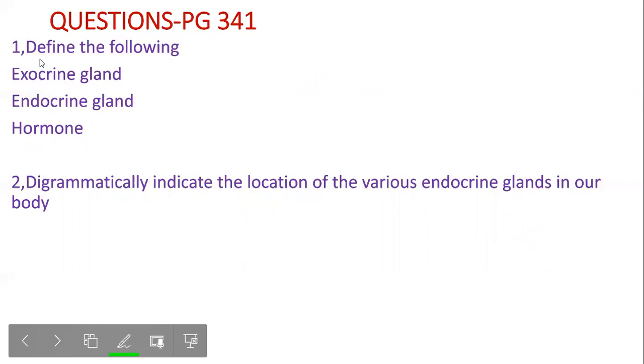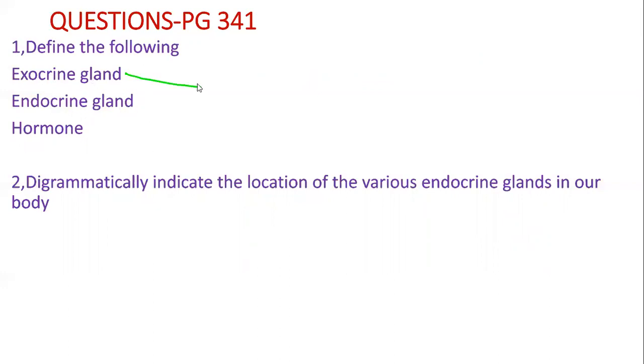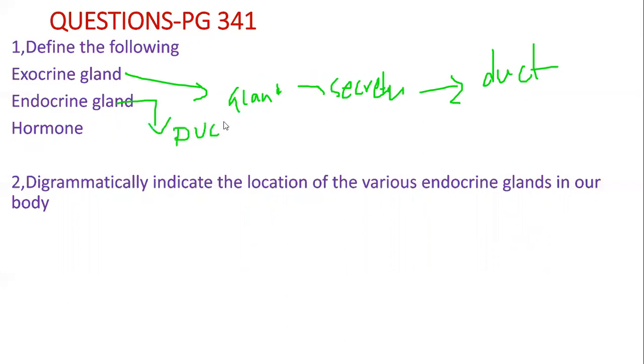Now coming to question 1, define the following. Exocrine gland. So what is an exocrine gland exactly? An exocrine gland is a gland that secretes external to the surface of an organ, that is, through a duct. Exocrine means external, whereas an endocrine gland is a ductless gland that secretes directly into the blood. Exocrine glands form ducts. Endocrine glands are ductless glands that secrete into blood directly.